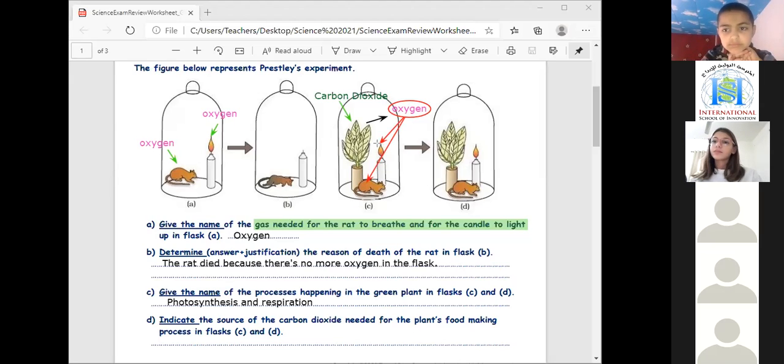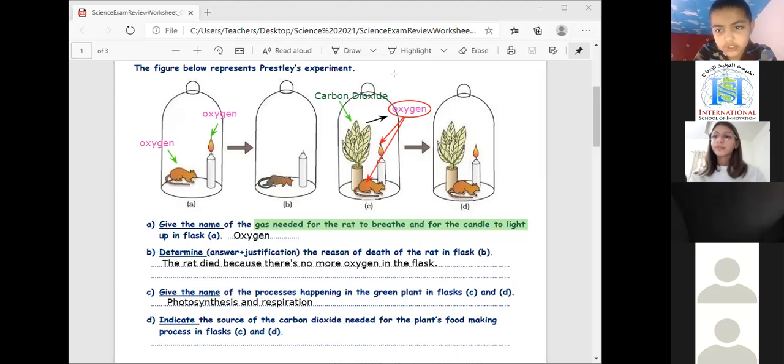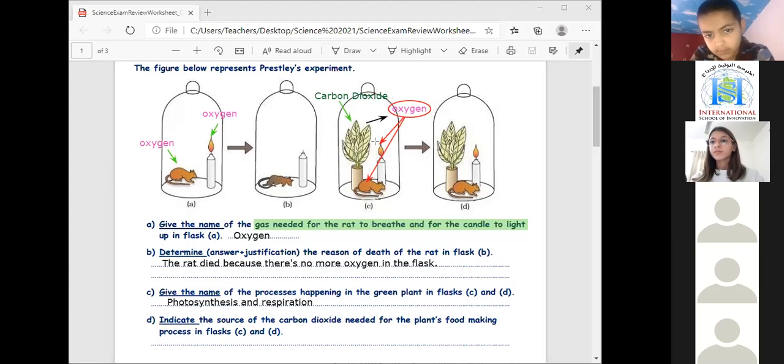Tell me again. The rat and the candle, which gas do they use? Oxygen. And what do they release? Carbon dioxide. The rat breathes in oxygen and breathes out carbon dioxide. The candle uses oxygen and releases carbon dioxide. Who will need this carbon dioxide? The plant, to make photosynthesis.